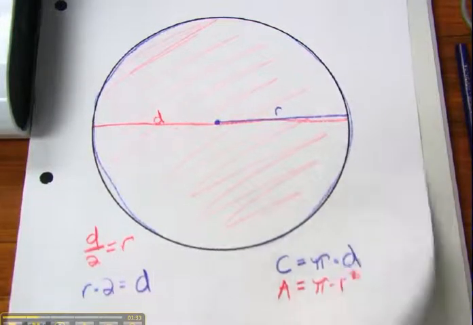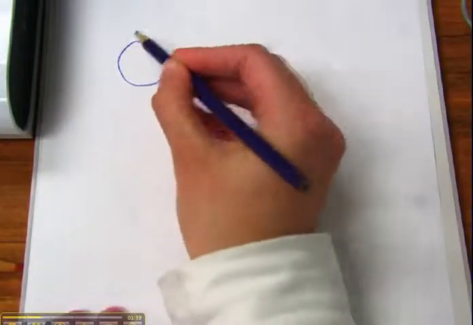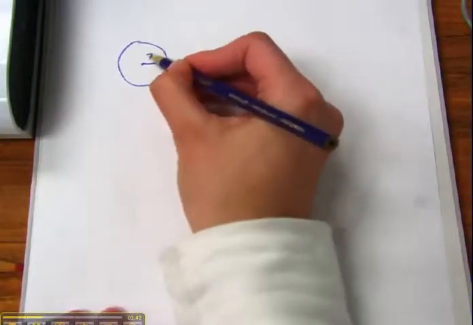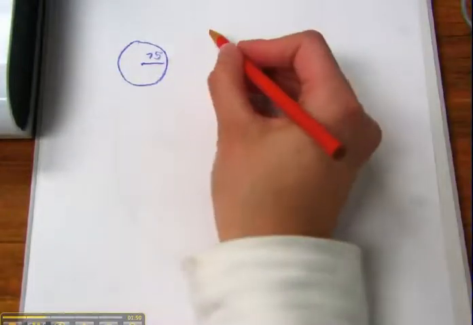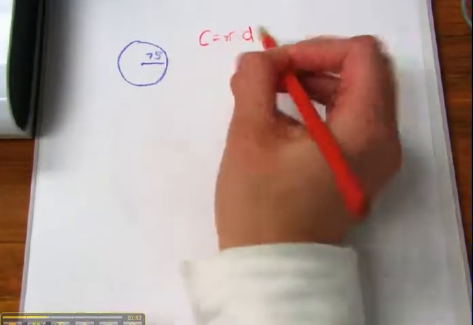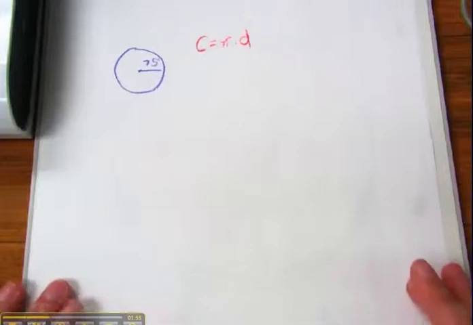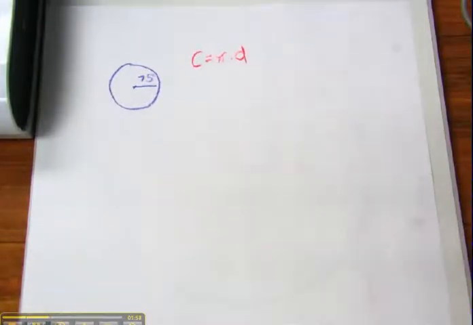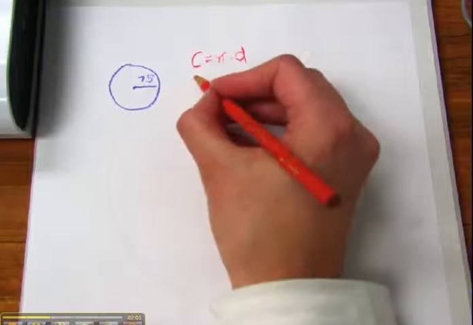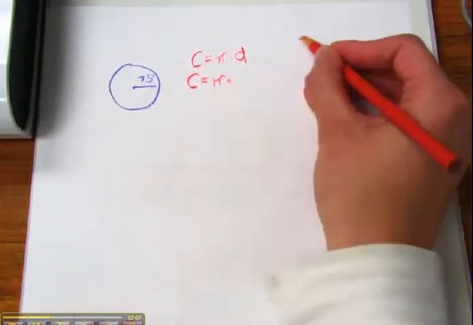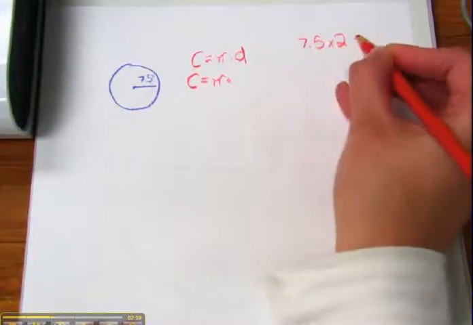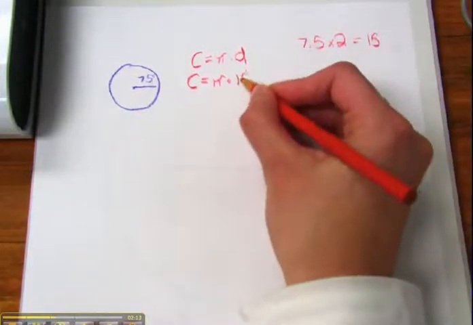So now let's try a couple of problems here. Let's say I have a circle and it's given me the radius is 7.5 inches. Could I find the circumference and the area? Certainly. Let's start with the circumference. I know circumference is pi times diameter. But wait, this one didn't give us the diameter, it just gave us the radius. Oh, well, luckily I know that diameter is twice the radius. So my circumference would be pi times, and for the diameter I do 7.5 times 2, the radius times 2, which is 15. So I have pi times 15.